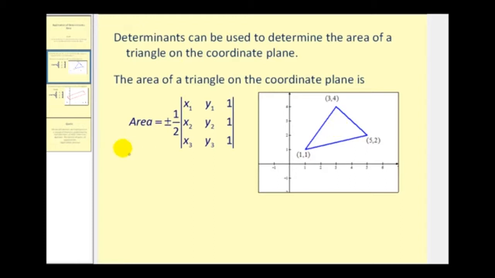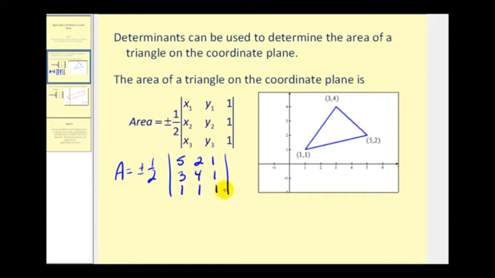The area of this triangle will be equal to plus or minus 1/2 times this 3×3 determinant, and let's go ahead and start with the point 5, 2. So the first row would be 5, 2, 1. Let's go to the point 3, 4. So we'll have 3, 4, 1. And then the last point would be 1, 1. So we'll have 1, 1 for the point, and the third column is always equal to 1. Let's go ahead and find the value of this determinant.